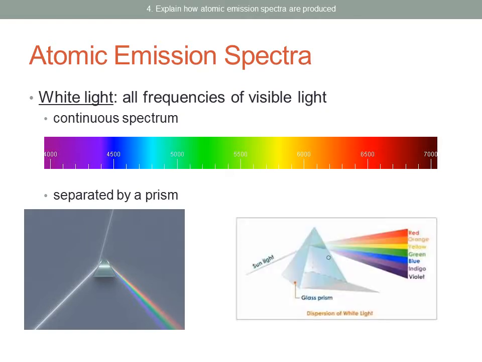Here's another depiction of the same thing, more of a graphic of what you see here. You can see the red end always gets bent the least amount, and the violet end always gets bent the most from that dispersion from the prism.